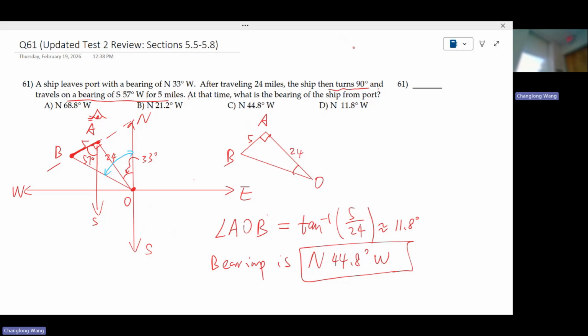Oh, Alani, you have a question? Why does it still end up being here? Southwest. It's definitely heading in that direction.